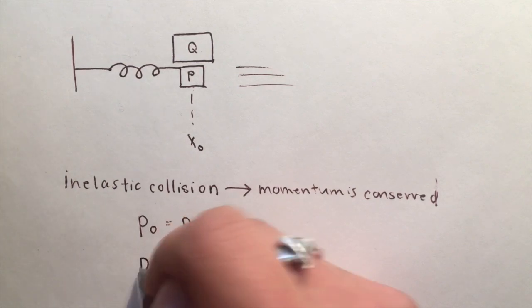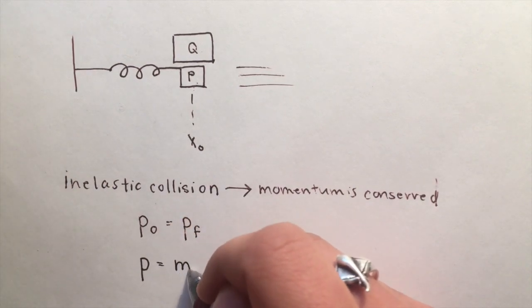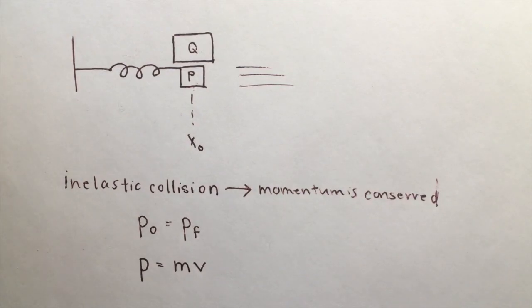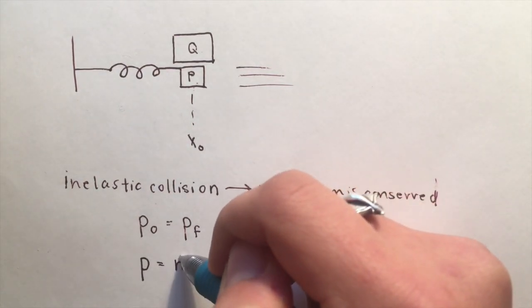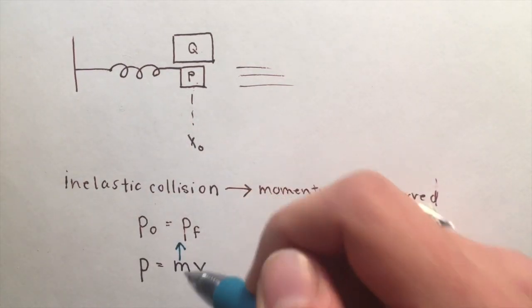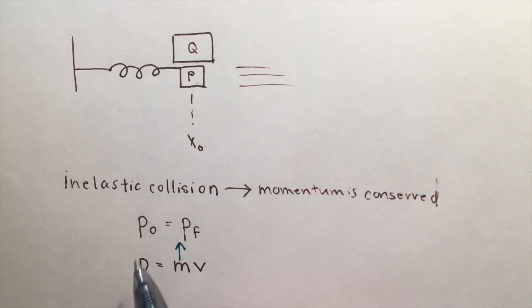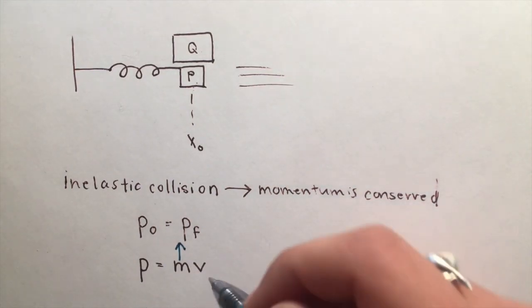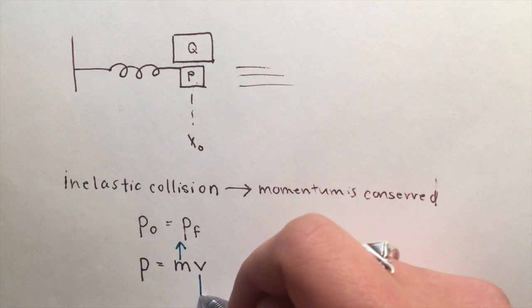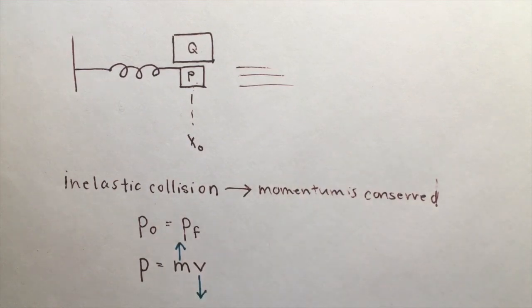If momentum equals mass times velocity, and the mass goes up, in order for the value of the momentum to stay the same, the velocity must go down. So the mass of the system increased. That means that the velocity of the system went down.